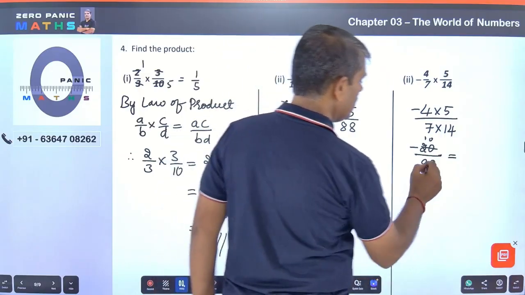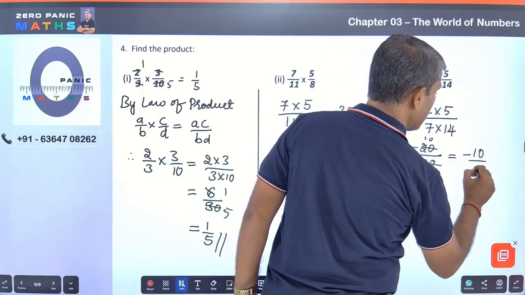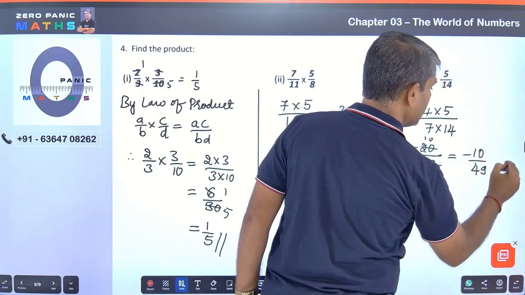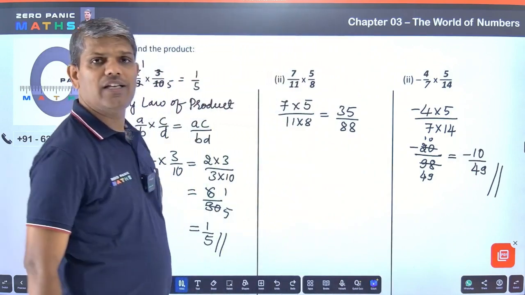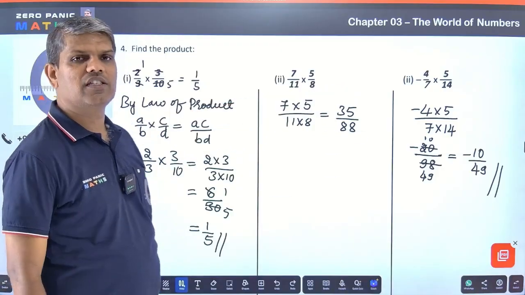Okay, so it is 10 by 49. So it is minus 10 by 49. You cannot divide anymore to make it a simple fraction. Okay, so that is minus 10 by 49 is the answer for that.